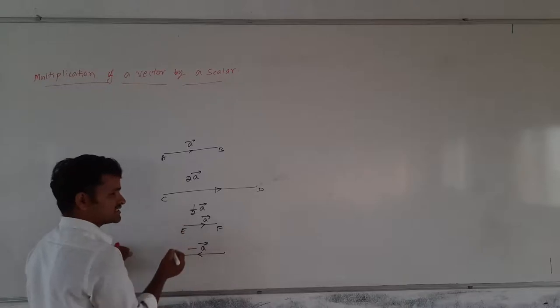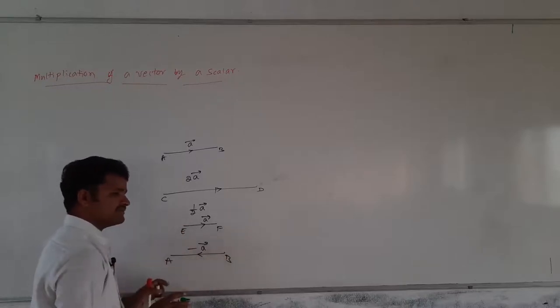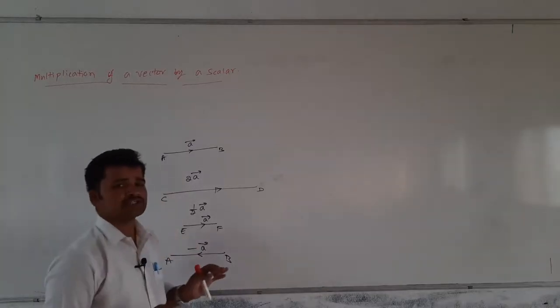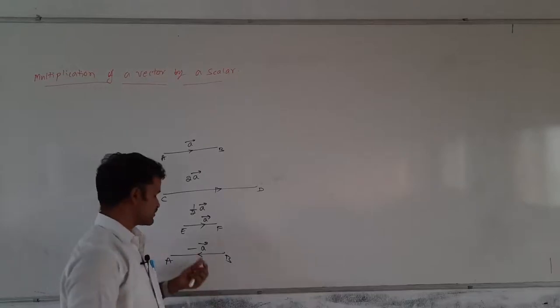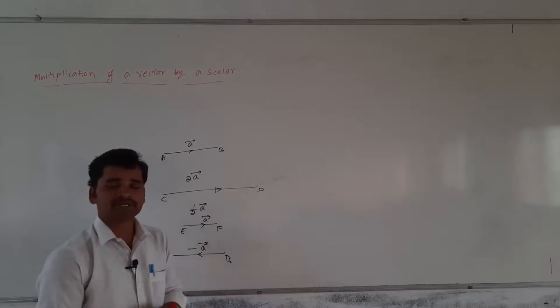Its direction changes here. And what about the magnitude? Magnitude will be the same as vector AB. Magnitude will not change. The only change is its direction, because we are multiplying with minus 1. Sir, if I multiply with minus 2, what happens?